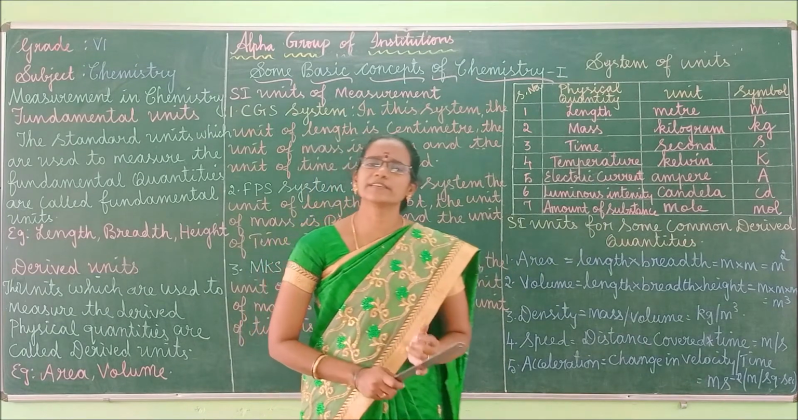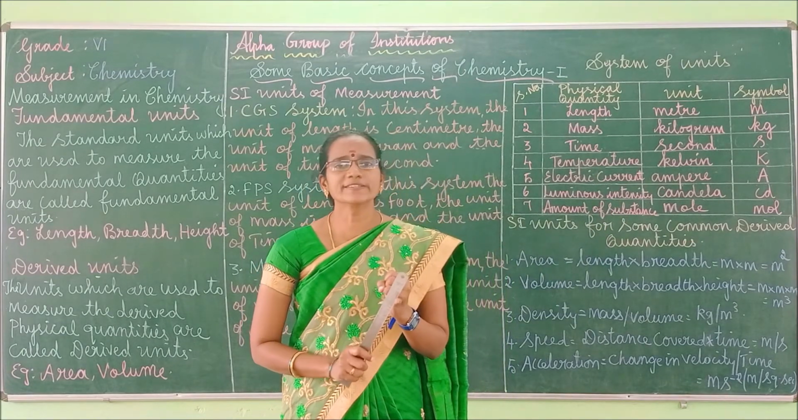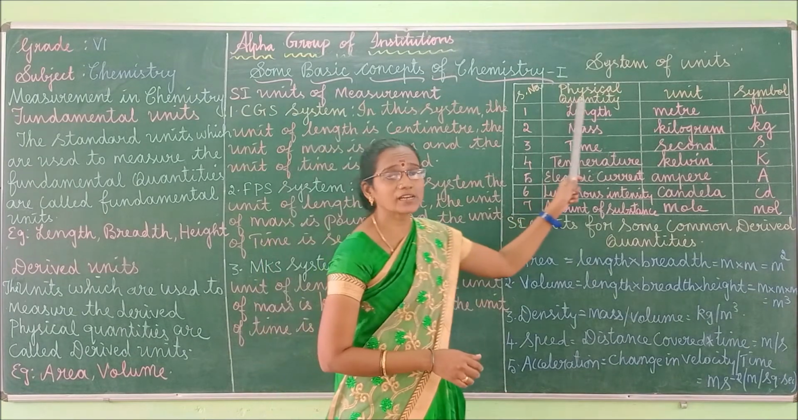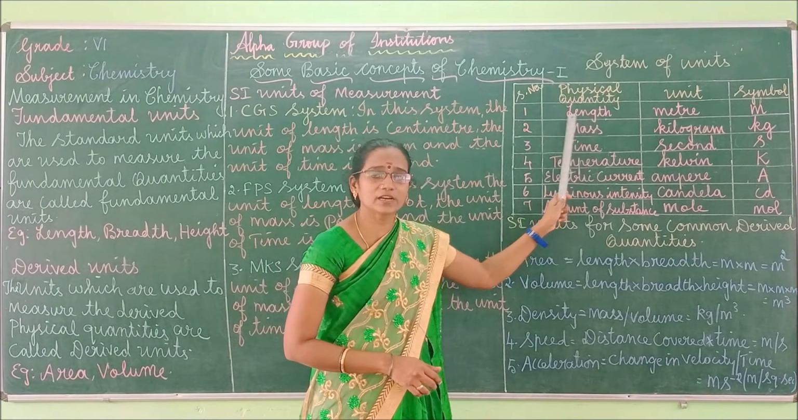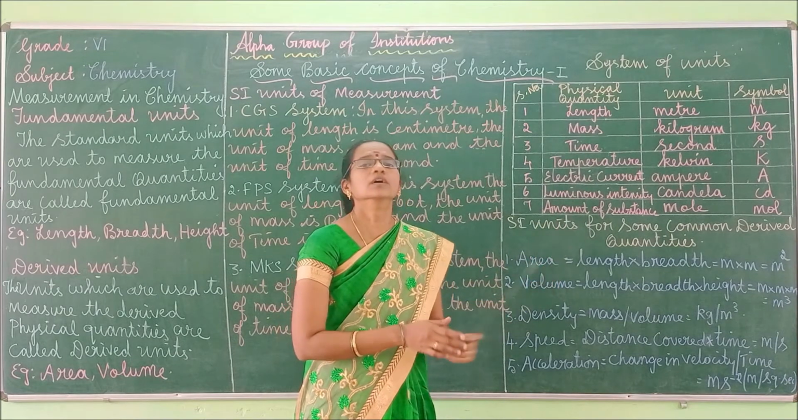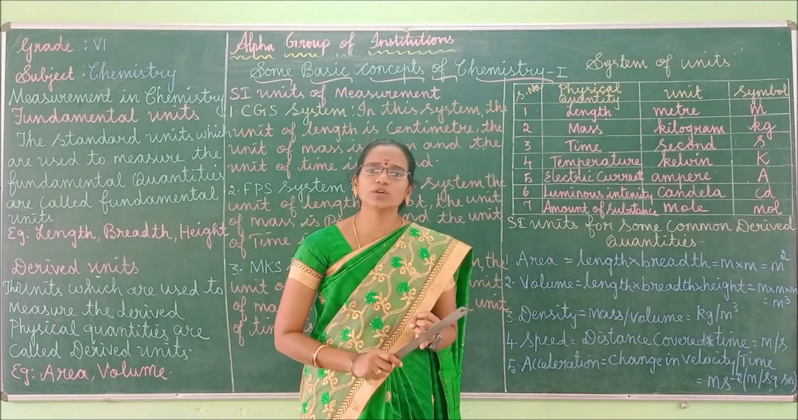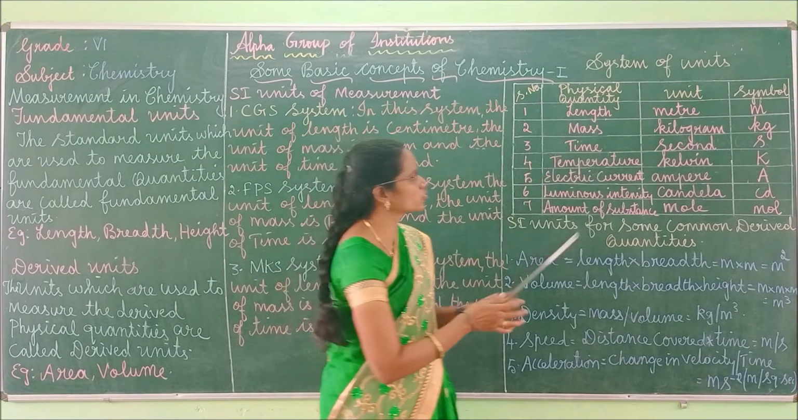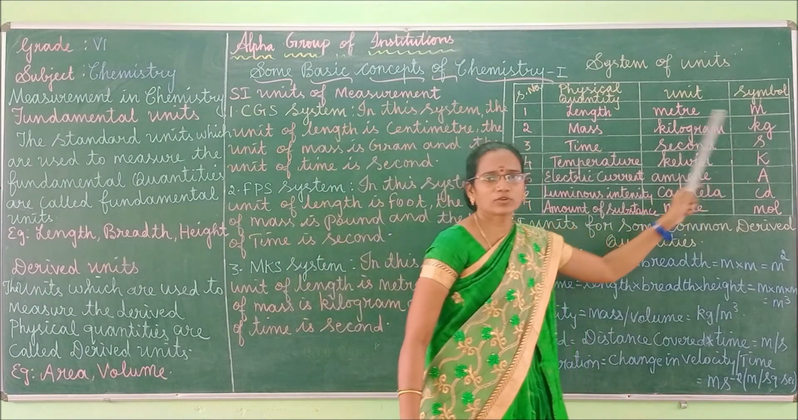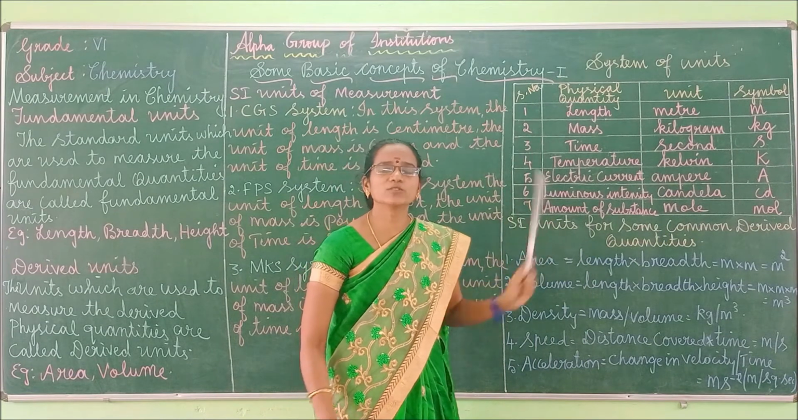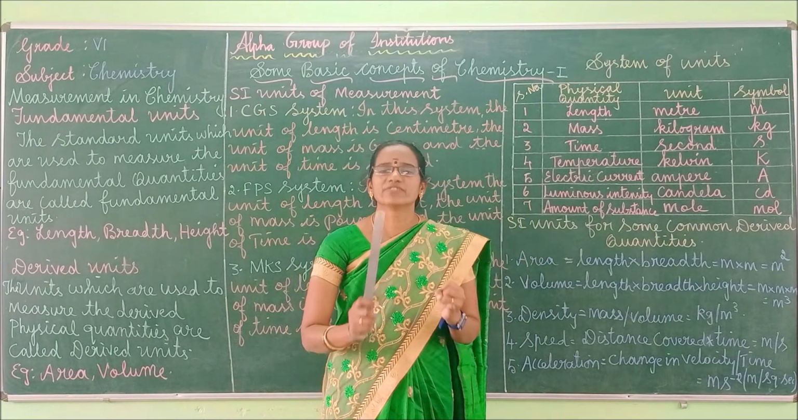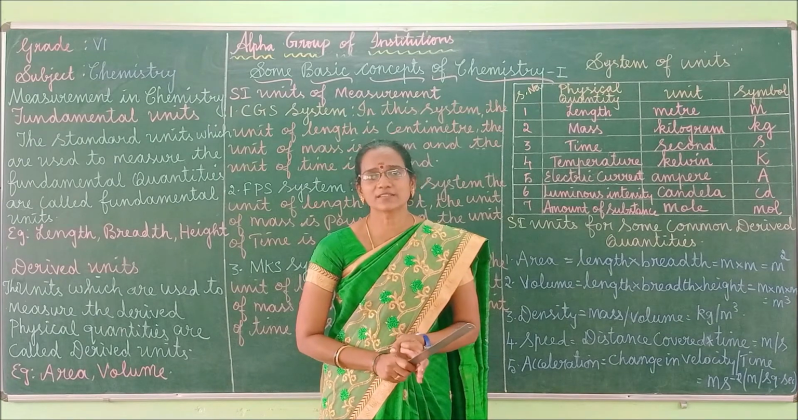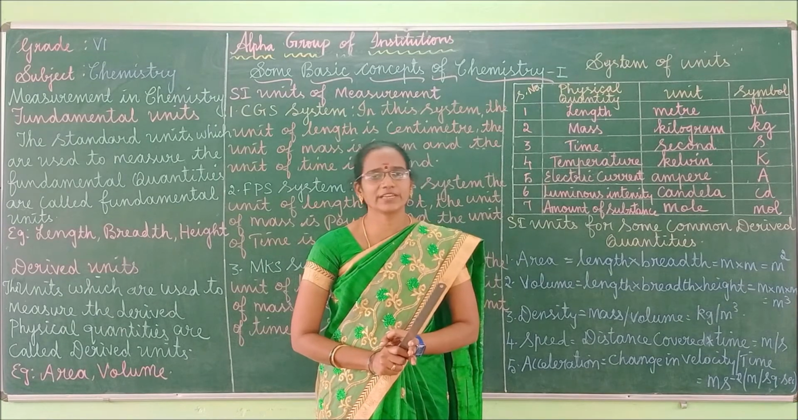Here, what are the things you should know? One is SI units. What are the physical quantities given? Next, you should know the SI units, and also you should know the symbol. So in SI units you should learn about the physical quantities, their units as well as their symbols. All these things are very important.